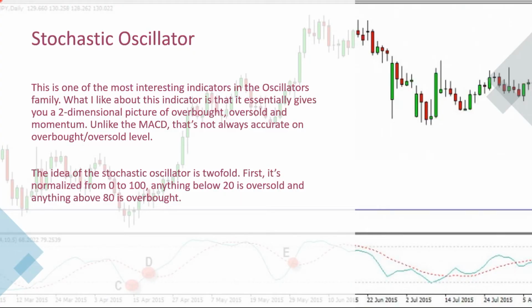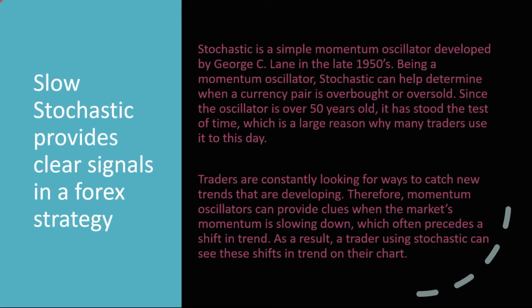Okay. Then we have stochastics. This is one of the most interesting indicators in the oscillator family. What I like about this indicator is that it essentially gives you a two-dimensional picture of overbought and oversold and momentum, unlike MACD, which is not always as accurate on overbought and oversold levels. The idea of the stochastics oscillator is twofold. First, it's normalized from 0 to 100. In other words, it'll always calculate out between those two. Anything below 20 is oversold, and anything above 80 is overbought.